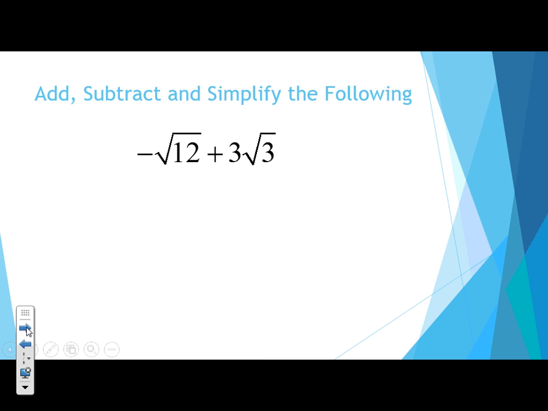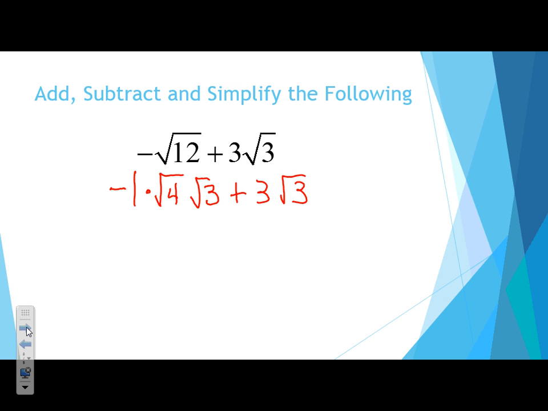Alright, next example, here we go. Same problem here. I have negative square root of 12 and 3 square roots of 3. Now these are not the same, but if we check, there are perfect squares that can go into 12, so let's do this. I can rewrite that as negative 1 times square root, my perfect square that goes into 12 is 4, times the square root of 3 plus 3 square roots of 3.